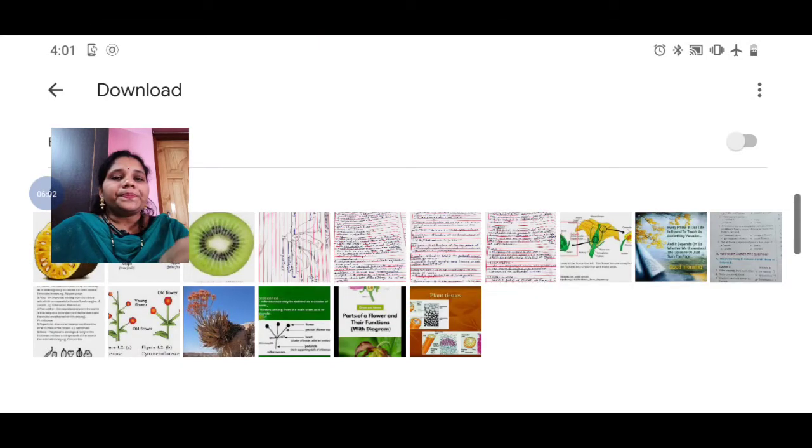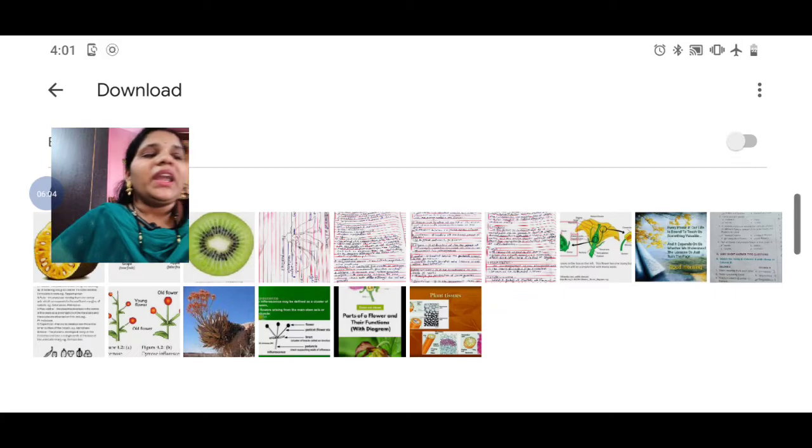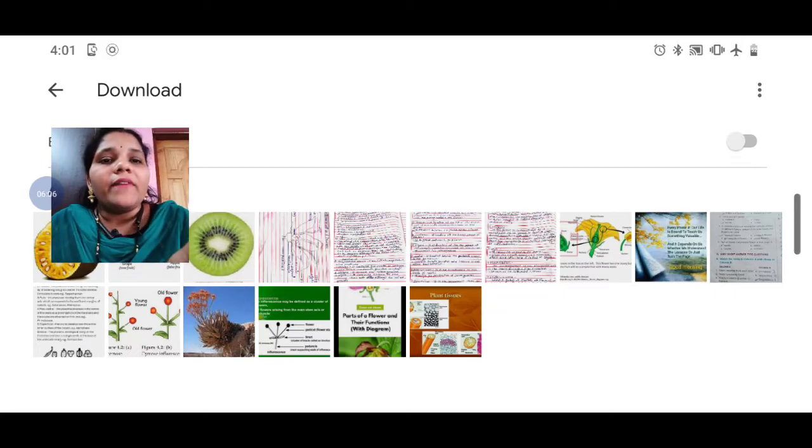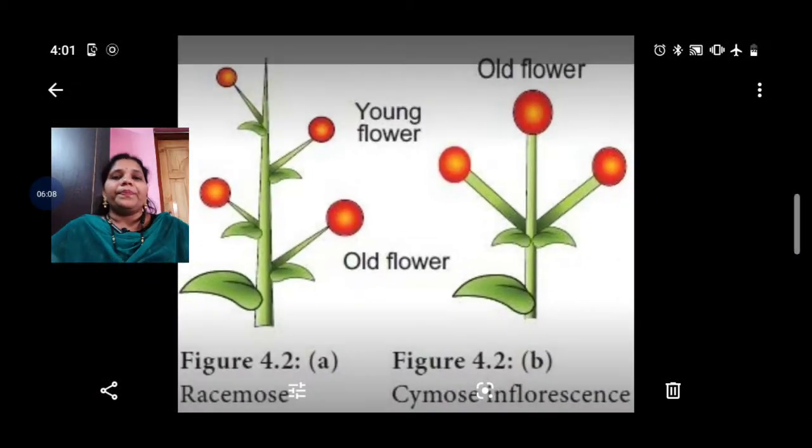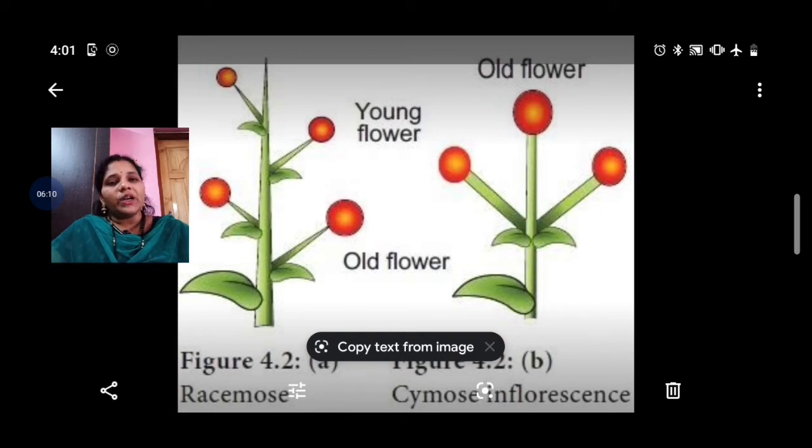So, depending upon the arrangement of the flowers, the inflorescence is divided into two types. One is the racemose type, another one is the cymose type of inflorescence. This is not given in your book because you will read about the inflorescence details in your higher classes. Still, I will tell about the racemose and cymose.